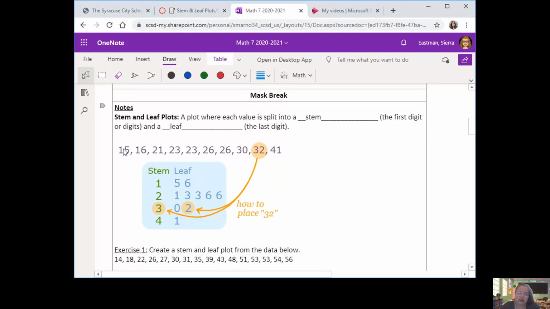The 15 we could see as well. The stem is 1, the leaf is 5. Same with the 16. The stem is 1 again, so it's going in that same group, and then you put the leaf as a 6, okay? All of these ones in the middle here have the same stem, which is 2. So again, they go in the same group, but you put each leaf separately. Okay.